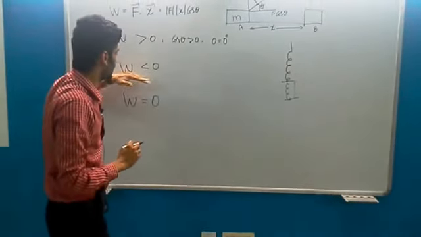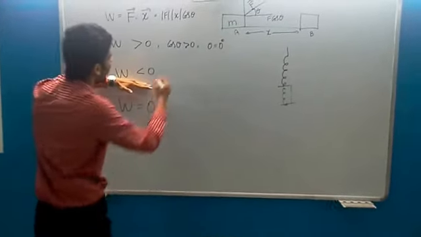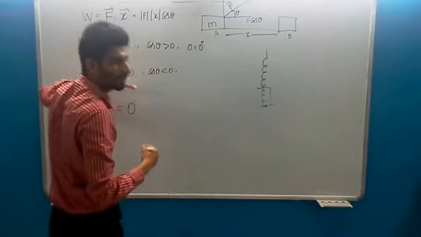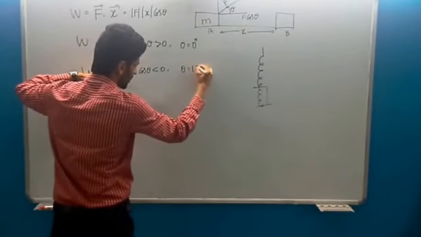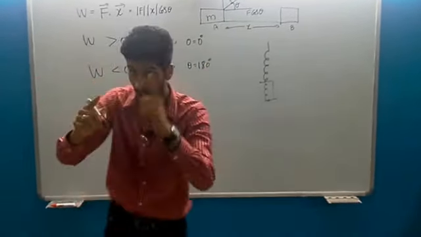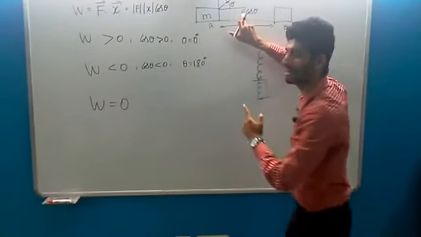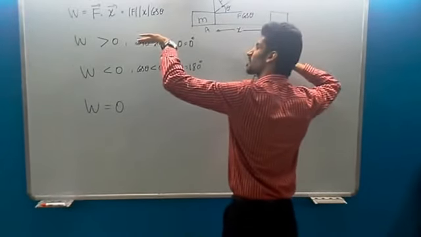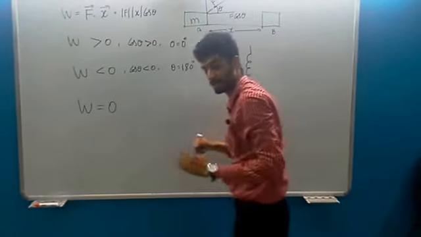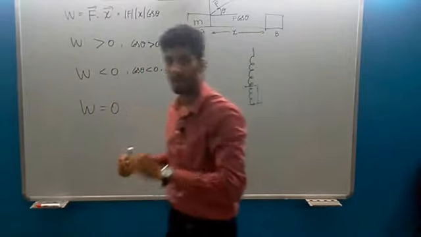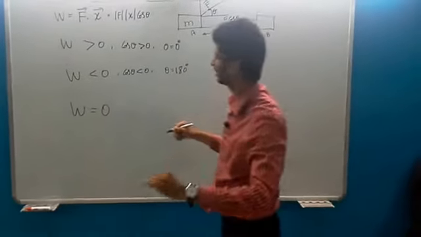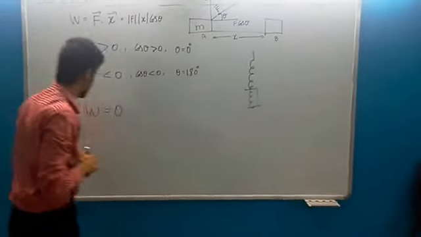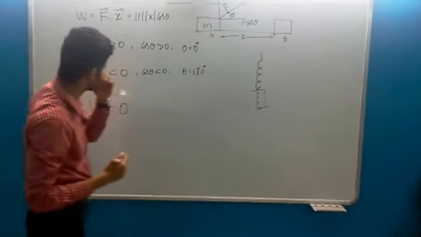Work done lesser than 0 you can have only when cos theta is lesser than 0, and you can have the very minimum work when theta is exactly equal to 180 degrees. Theta is the angle between force and displacement. If the angle between the force and displacement is 180 degrees, you are applying force this way and the displacement is in this direction, then you can say that there is very minimum work because the angle between F and X is 180 degrees. So the third case is, here I can give some examples.